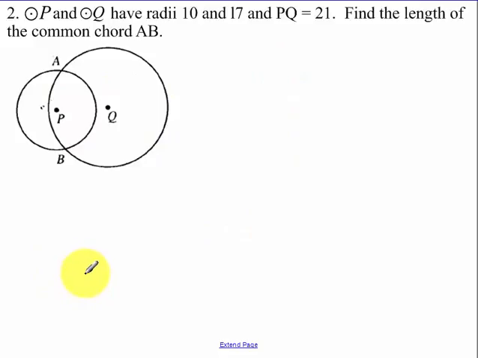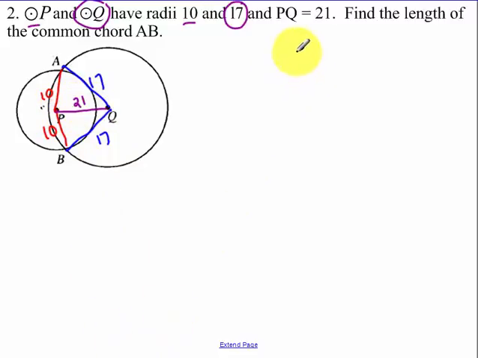Okay, this next example, and this is always a fan favorite of Mrs. Marnell. We have circle P and circle Q each having a radii of 10 and 17. So P is going to have a radius of 10, and Q, because it's listed second, is going to have a radius of 17. And PQ is 21. Find the length of common chord AB. So I have from P up to A, that is 10, and P down to B is also 10, because that's the radius of that circle. Going from point Q to A, that is 17. And then the common chord is 21.